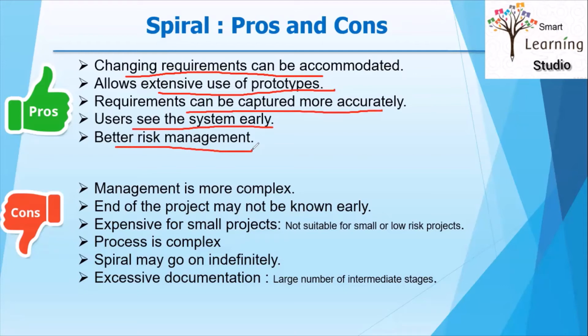Now coming to the cons of the spiral method. Management is more complex. Since you are in continuous development, you are working in a spiral mode, and different phases are working at different times, so complexity will increase. The end of the project may not be known earlier. This is a very important thing because you are in iterative development and constant spiral development, so project delays may happen.